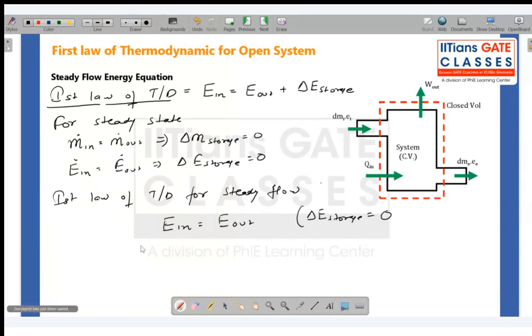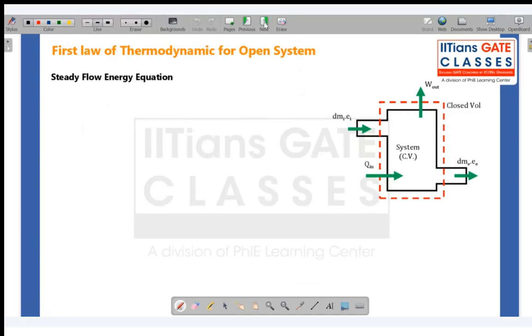Okay, now, as I said, what do we have? Energy in is equal to energy out. Now, how is this energy coming in? Energy is coming in two ways. Some heat is going in and some mass is going in, and that mass is carrying some energy. You see, mass can store energy. How can it store energy? Tell me very quickly. How can a mass store energy?